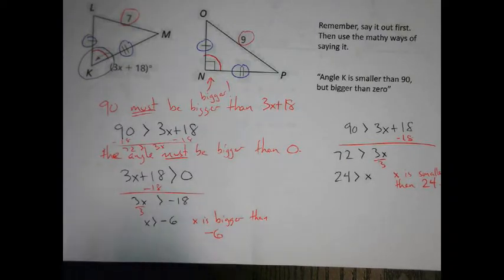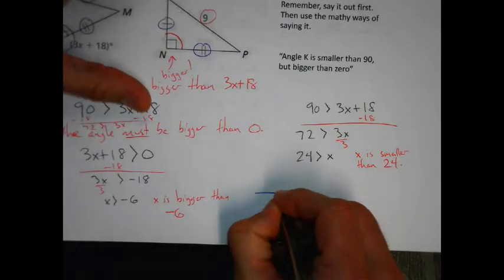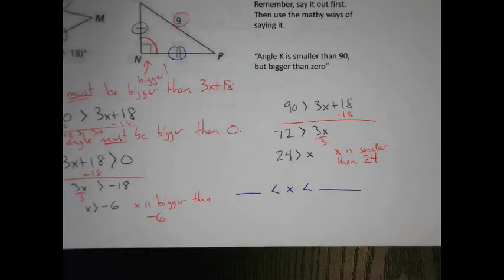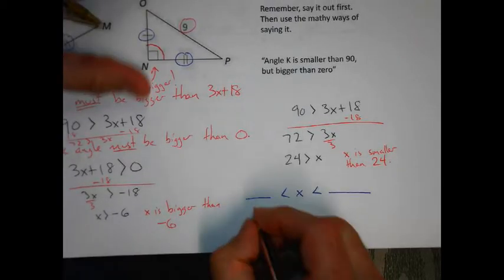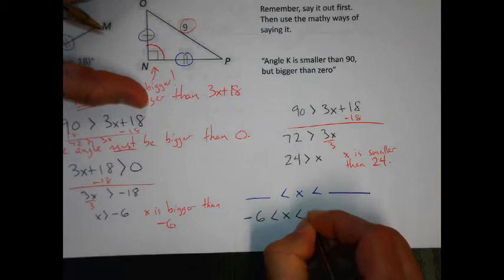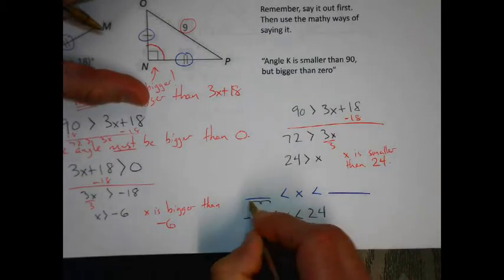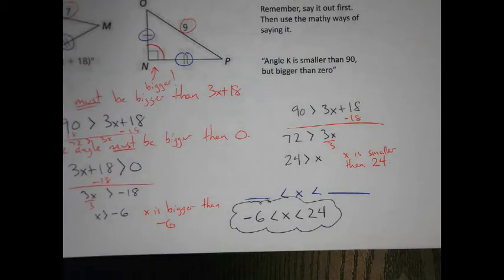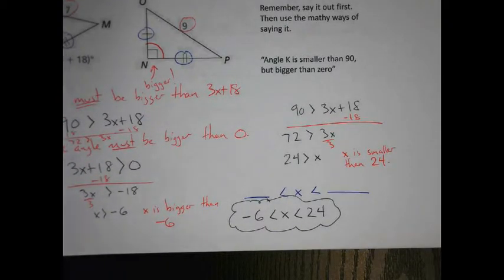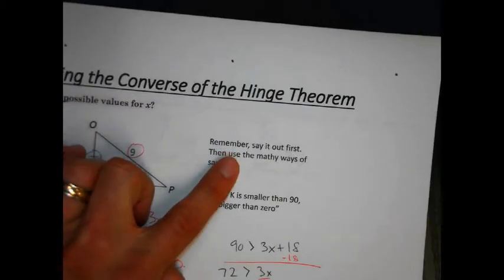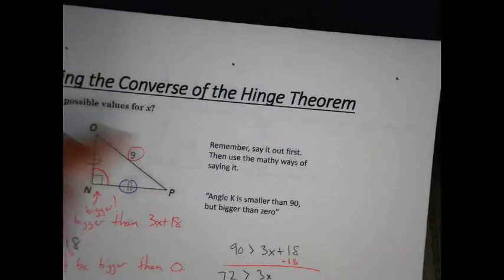And remember that compound inequality system where you have the smaller thing, right? So we have our inequality. It's x is bigger than negative 6, but smaller than 24. That is the range of possible values. That's how we write the range. Okay, isn't that neat? So you learn some mathy stuff. Remember, say it out loud first, and then you'll see the mathy ways of putting it.